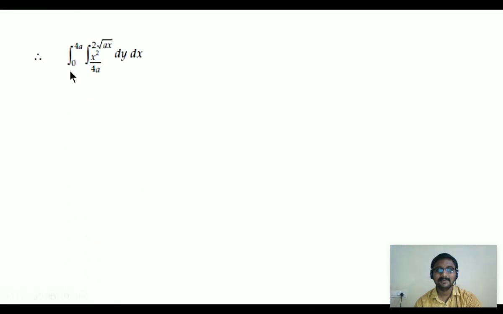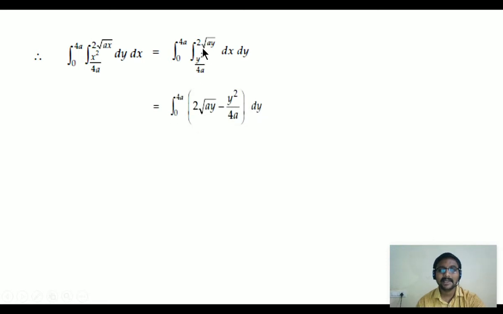The given sum is integral 0 to 4a, x square by 4a to 2 root ax, dy dx. Now by changing the order and limits, the sum becomes 0 to 4a as y limits and y square by 4a to 2 root ay as x limits. So clearly we can observe here the order dy dx now becomes dx dy, and the limits are also changed. Now we have to integrate with respect to x as the inner integral and then the outer integral with respect to y. But what is the integration of 1 with respect to x? X. Substituting upper limit as 2 root ay and then lower limit as y square by 4a.